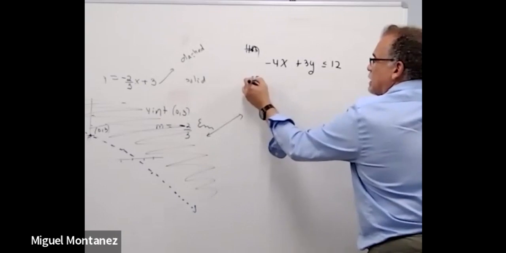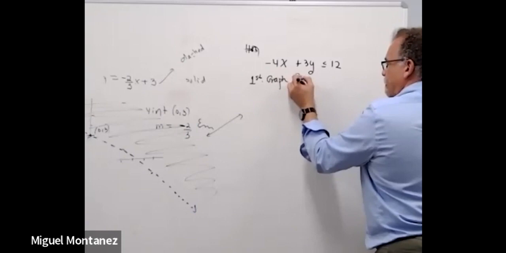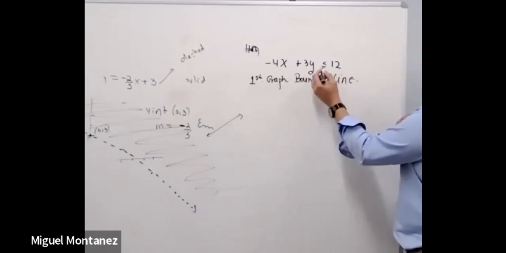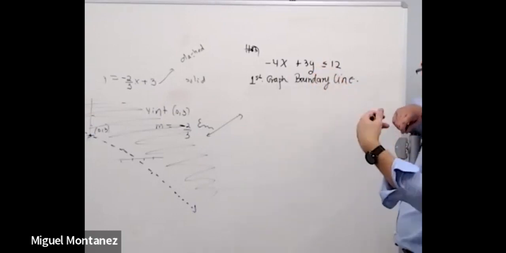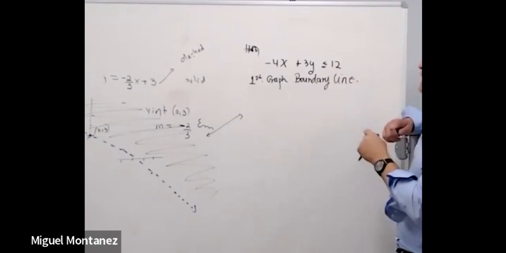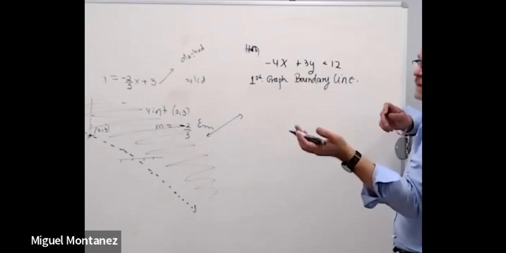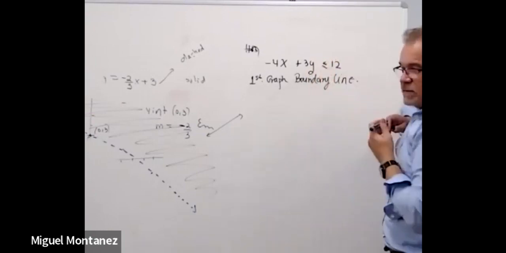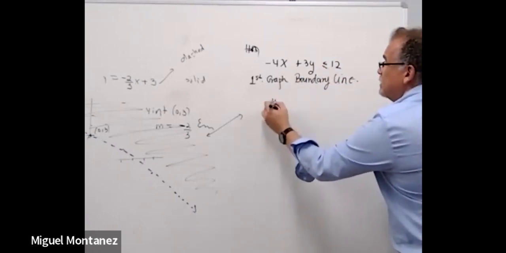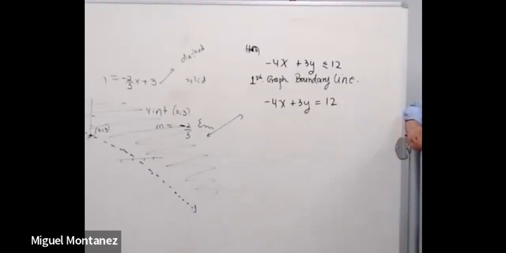So first, graph the boundary line. And of course, if it's what I like to call a hard inequality, less than or equal to, or greater than or equal to, it will be a solid line. If it's a soft inequality, it will be dashed or dotted. So this one is going to be a hard inequality, it will be a solid line. So what is the line? Negative 4x plus 3y equals 12.